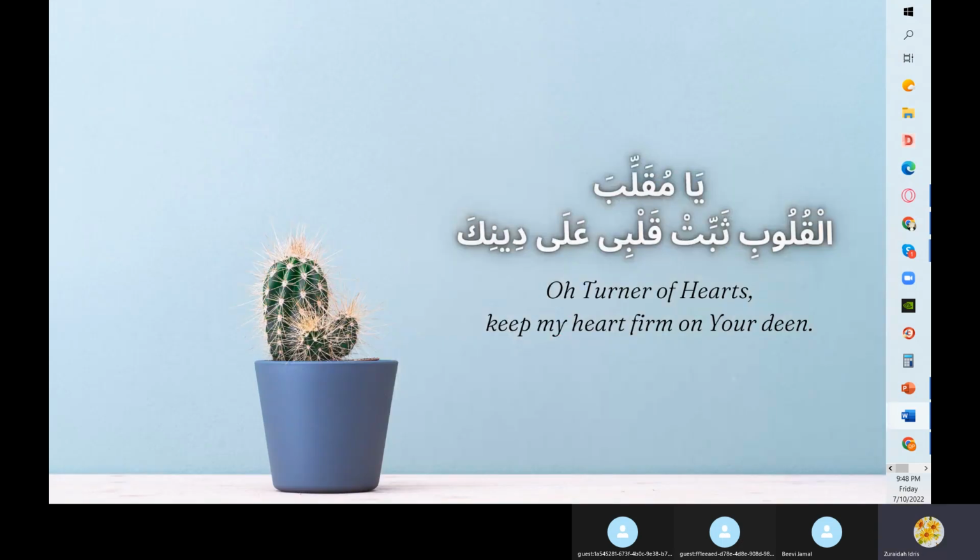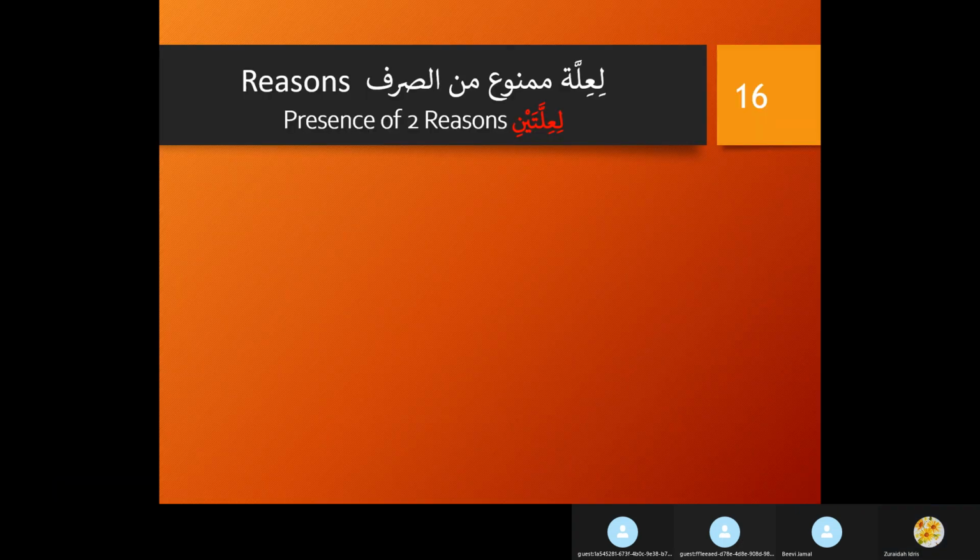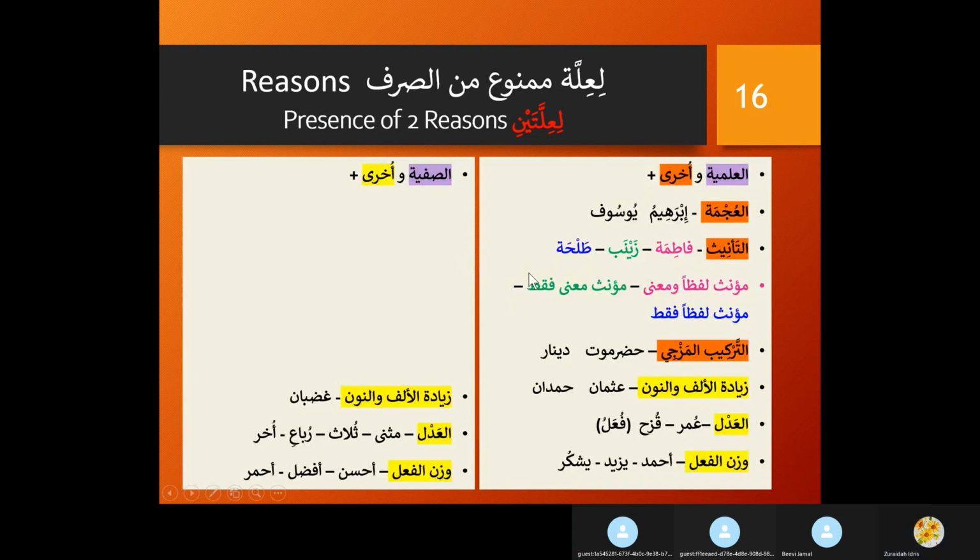Okay, so let's continue what we're doing. So now the two reasons. First reason, when it's a name and it's a foreign name. It's not an Arabic name. Those are things like Ibrahim, Yusuf, and Israel, for example. These are foreign names. So they are partly flexible, meaning it cannot take jar, it cannot take tanwin.